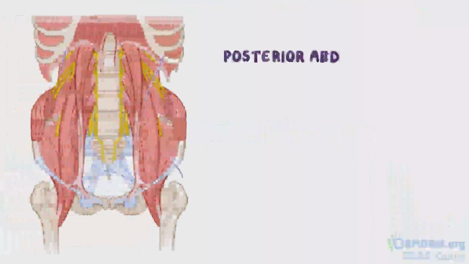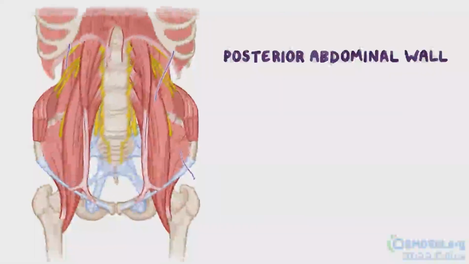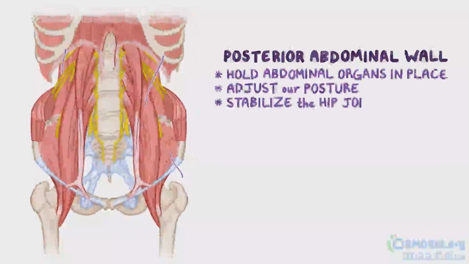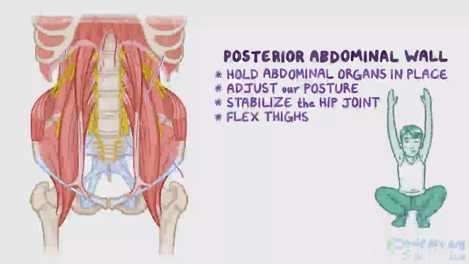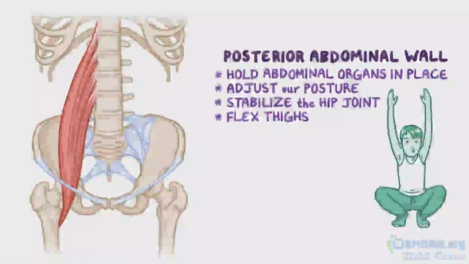The posterior abdominal wall is a complex area of the body made up of muscles, vessels, and nerves that work together to hold abdominal organs in place, adjust our posture, stabilize the hip joint, and even flex our thighs on leg day. The main paired muscles of the posterior abdominal wall include psoas major, iliacus, and quadratus lumborum, and naturally, for those muscles to work properly, they receive innervation from various nerves. Okay, now let's take a closer look at these muscles.